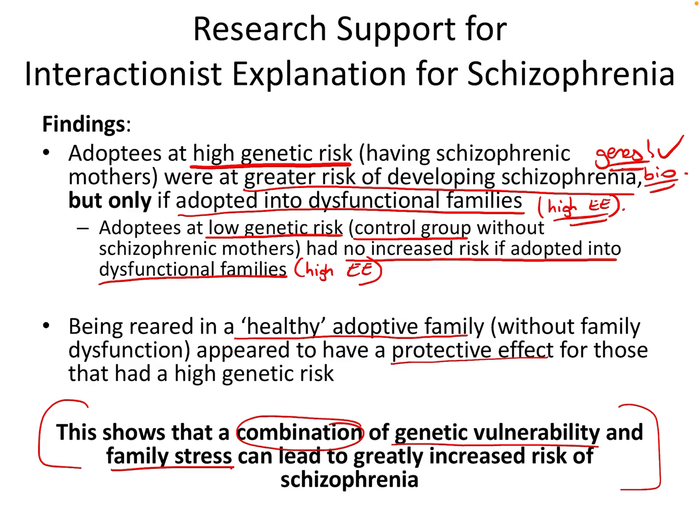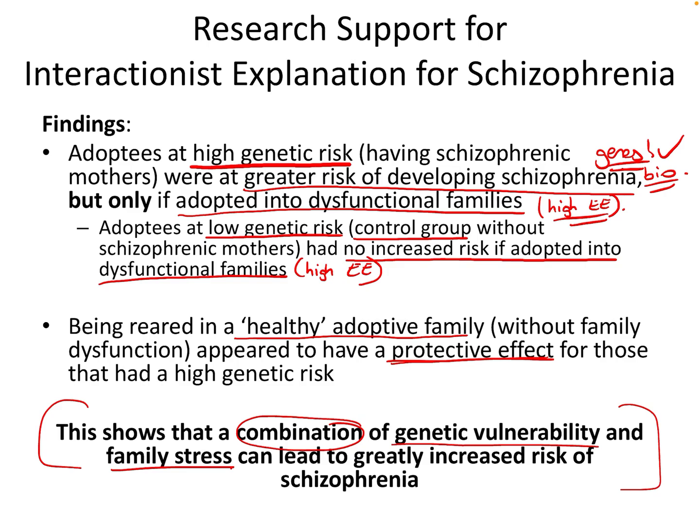So those that had a genetic predisposition, their mothers had schizophrenia, who were adopted into healthy families did not show any increased risk of developing the disorder, which means that despite having the diathesis, the fact that they didn't then have that stressor of family dysfunction means that they were not at increased risk of developing the disorder. So a healthy family can be a protective factor for those that have the diathesis.